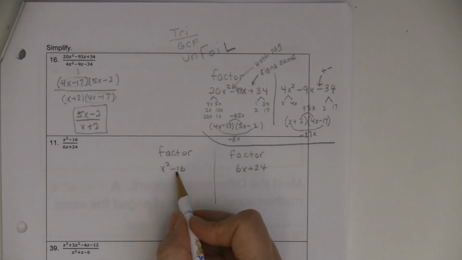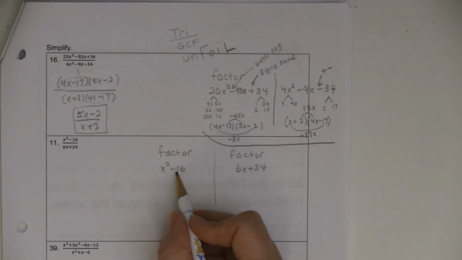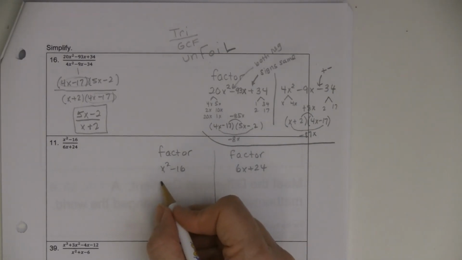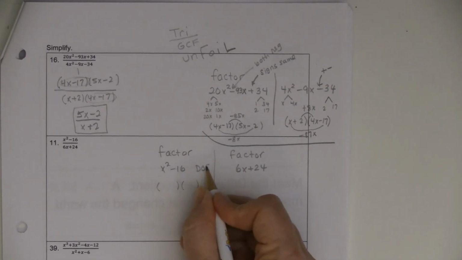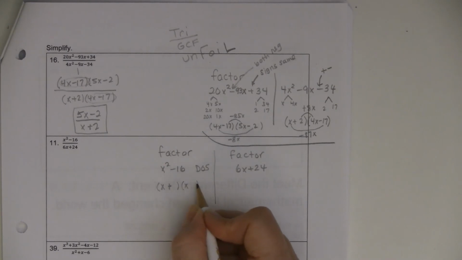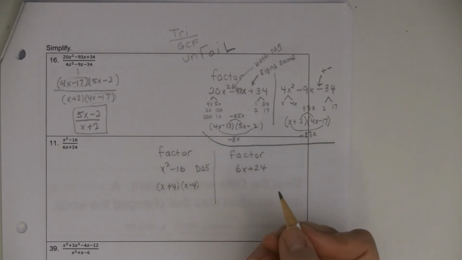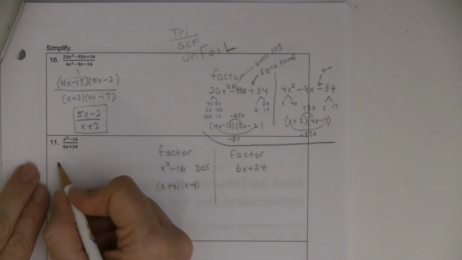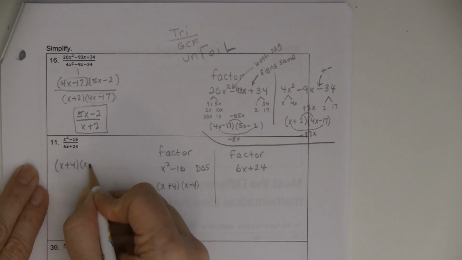This is a binomial. It does not have a greatest common factor other than 1, but I notice it's my friend, the difference of squares. And so this is x and x, right? So I notice it's a difference of squares, x and x. Remember, a difference of squares has a plus and a minus, and 4 and 4. So that's how that numerator factored. So in the numerator, x plus 4, x minus 4.